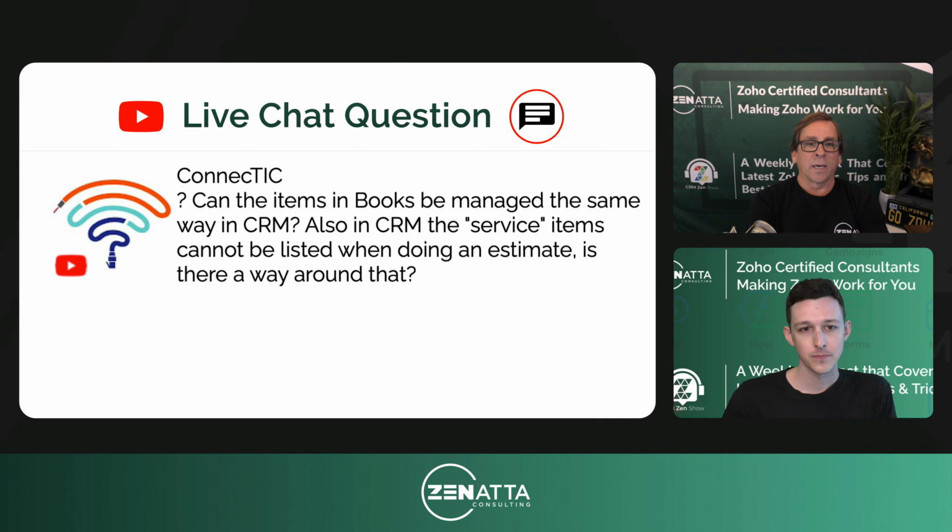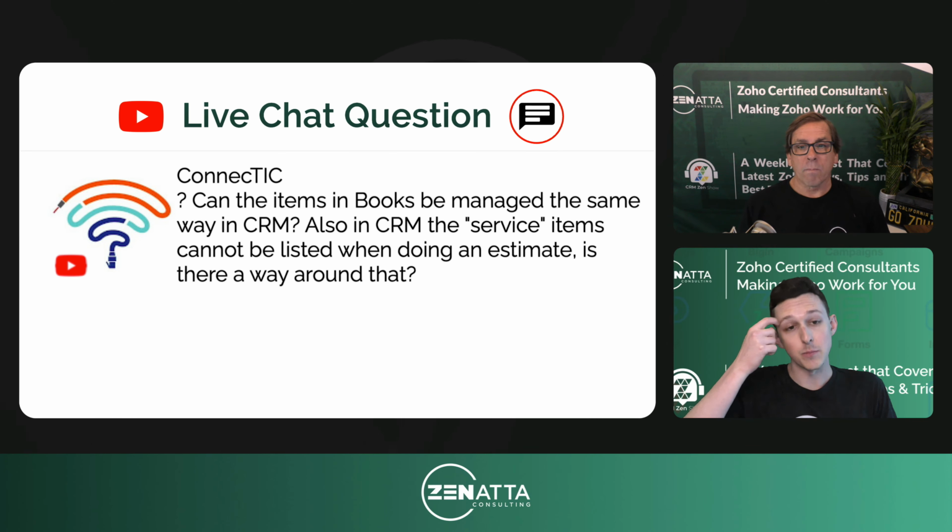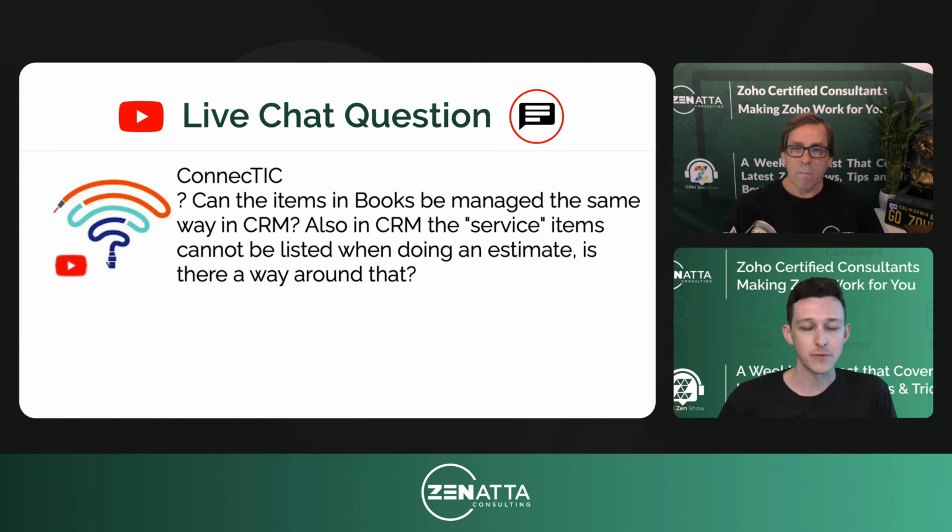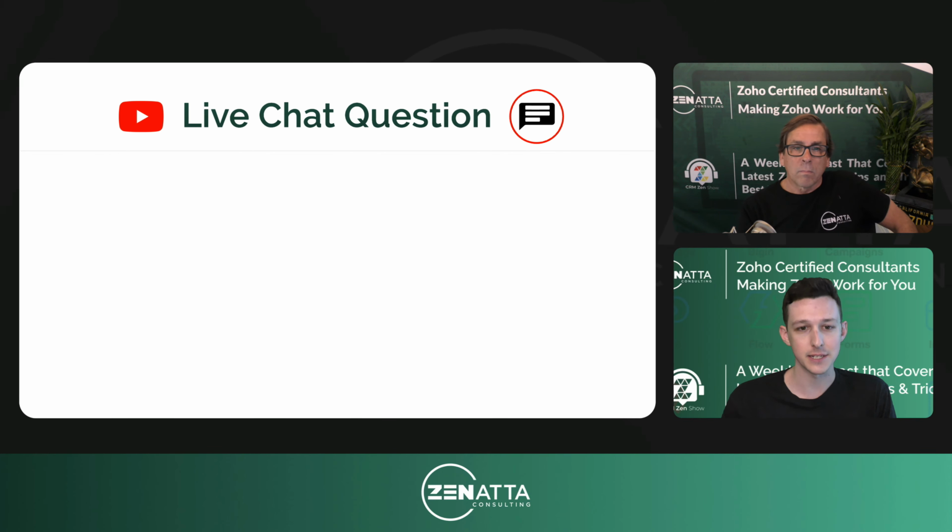And then Connected asks, can items in Books be managed the same way in CRM? If the CRM and Books are connected, they're synchronized between the two. But you want to manage everything in Books. If you're using that integration where your Books is syncing to CRM, it will sync all your Books items into the CRM products module. Depending on what fields you've added or filled in inside of Books, you might have to add custom fields in CRM to capture all the data. But on an ongoing basis, you want to pretty much exclusively use Zoho Books for making any new items or making edits to any existing items.